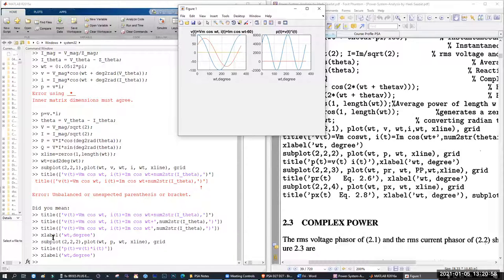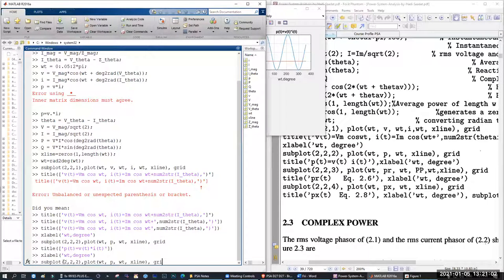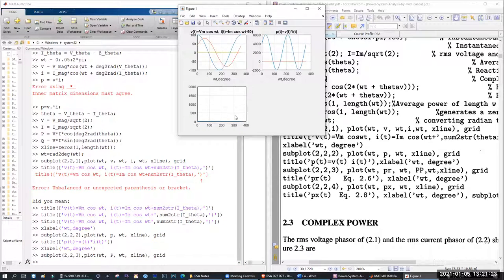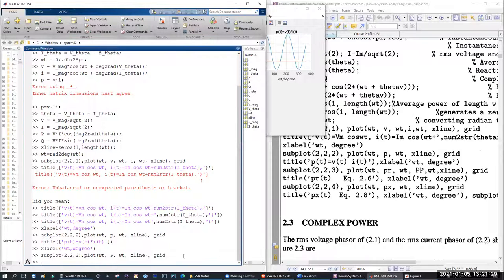Okay. Now again, I need to go for the subplot 3. What is the subplot 3? 2, 2, 3. So what I'm going to plot here? Real power, right? What is our real power? This is our P, right? So omega T, it will be capital P. Omega T X line, this will be grid. So we are getting a plot here. Okay, it is 0. What is our real power? P is equal to VI cos theta.